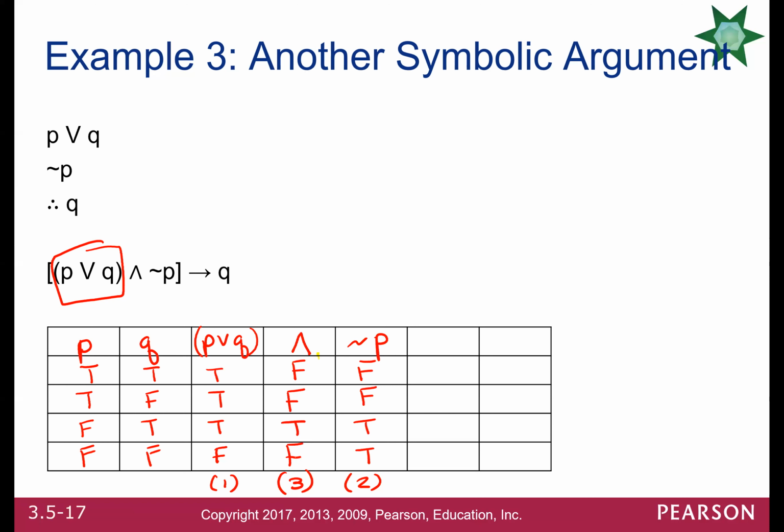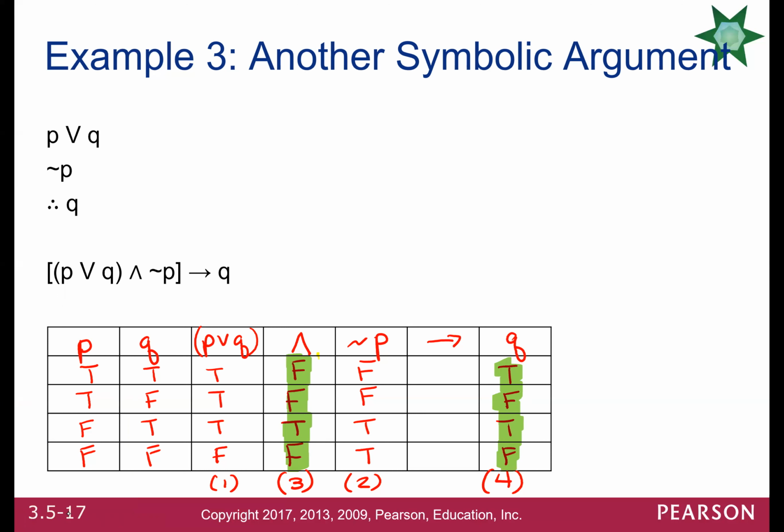All right, so now I have the stuff inside brackets done. I'm going to repeat column Q. That is going to be my 4th column here. So I'm going to repeat true, false, true, false. And now we're going to do the conditional. And we're going to do the conditional between column 3, the conjunction, and column 4, which is statement Q.